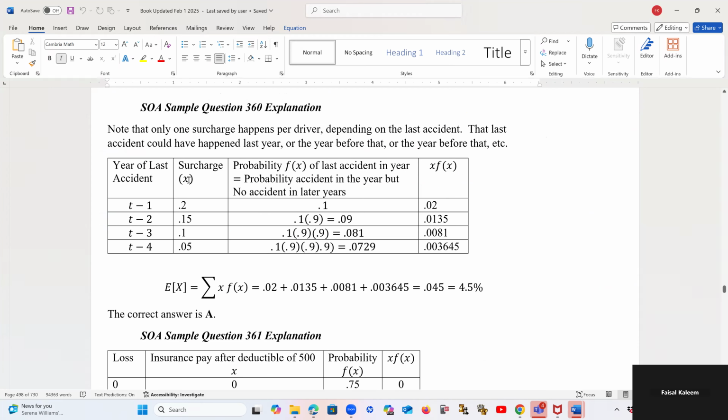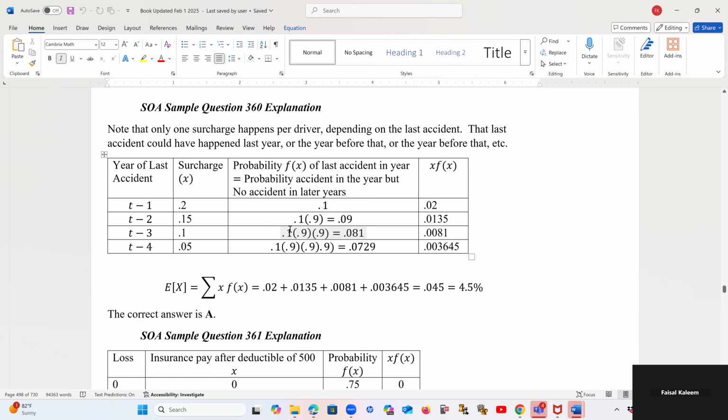So let the surcharge be X. If the year of last accident was T minus 1, which means the year prior, then the probability of that happening is 0.1. And if the year of last accident was the year T minus 2, which means no accident happened the year prior, which is 0.9 probability, as we mentioned, since accident probability is 0.1, so no accident probability is 0.9. So no accident in the year prior, but an accident 2 years ago, so 0.9 times 0.1.